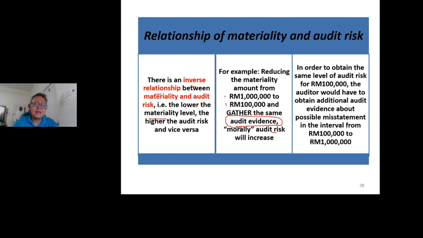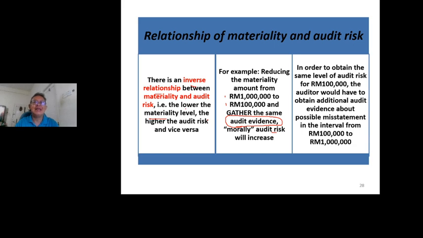However, if you do it proportionally, and your materiality level is reduced to 100,000, your audit evidence will also increase. It increases 10 times because the materiality level is 10 times lower. If you increase your evidence 10 times, maybe your audit risk will be the same. But if your audit evidence is the same, then you are exposed to audit risk. This is what the explanation is about.